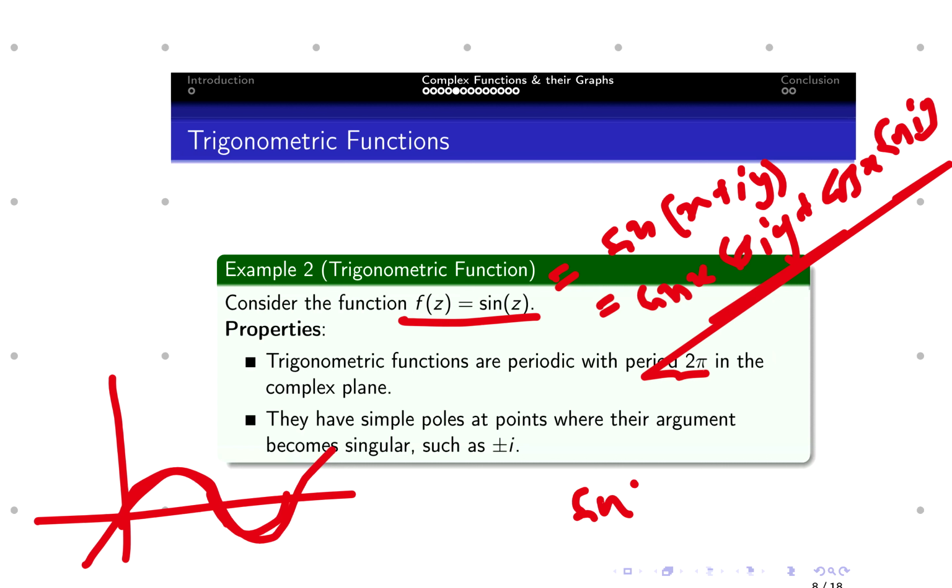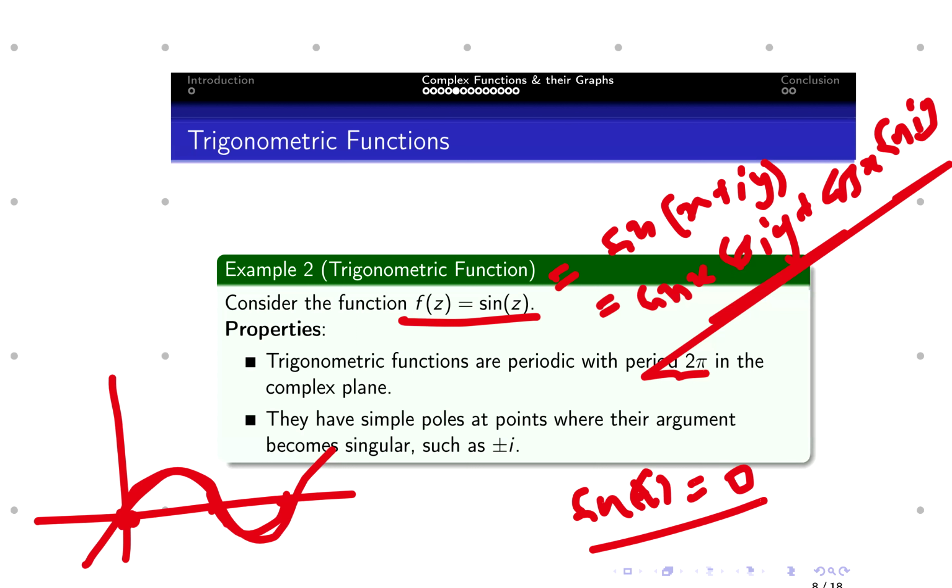For you to solve this, you need to make your plot. At which points will sine z be 0? You see sine z is 0 here, it's zero here, and it keeps going like that. So this is like 0 degrees, this is 180 degrees, this is 360 degrees.